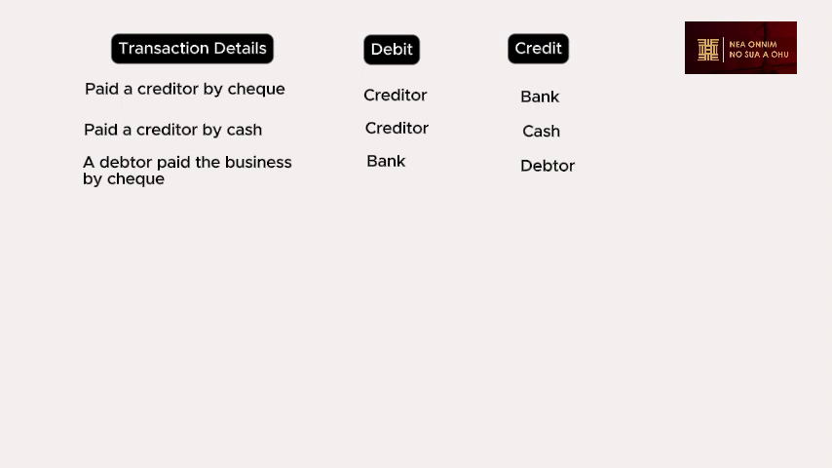Good. Now, a debtor pays the business by cash. Clearly, there will be two accounts involved. What are they? There's obviously the debtor account and the cash account. And of these two, which one is giving? The debtor is making the payment. So the debtor is giving and the cash account is receiving the cash. So who do we debit? The receiving account, which is what? The cash account. And who gets to be credited? The account that is giving, which is the debtor account. So I hope we are clear with that.